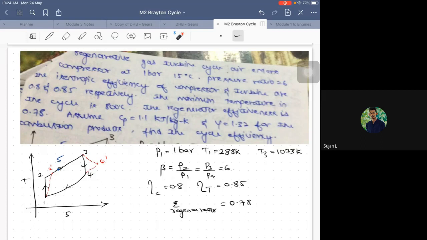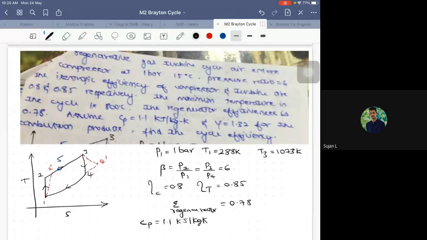That's fine. Next, assume the values of Cp. He has asked us to assume Cp as 1.1 kilojoules per kg Kelvin, and gamma equal to 1.32 for combustion products. So find the cycle efficiency. So he is asking us to find the efficiency of the Brayton cycle. So this you have to find. Okay.